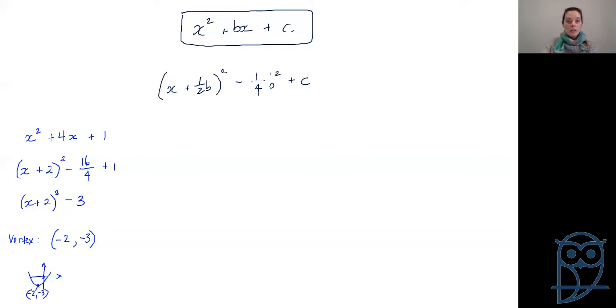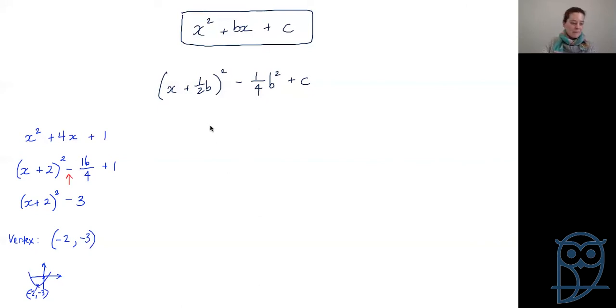The hot spot on this one always is this minus sign. Remember, it's minus a quarter b squared plus c, but then also when you do a calculation, it is a minus here and then a plus. So don't forget, or don't leave out, or don't skip over that minus sign.